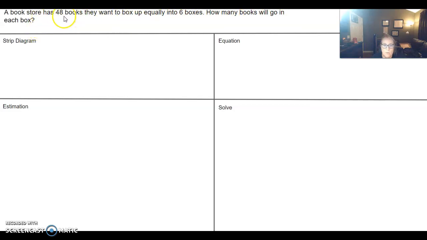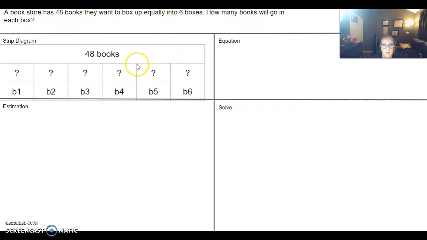So I know there's 48 books, and I know there's 6 boxes, and I want to know how many books are in each box. My strip diagram is going to look something like this. I know my whole, my total, it's 48. And I know that I have 6 parts because I have 6 boxes. So box 1, 2, 3, 4, 5, and 6. And I'm trying to figure out how many books go in each one. So my equation is going to look something like this: 48 divided by 6 equals our number of books in each box.